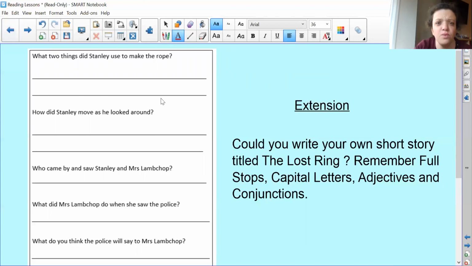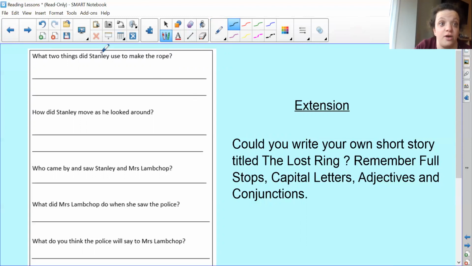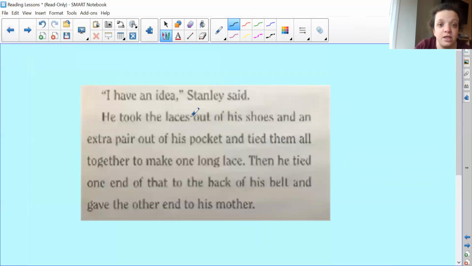Okay, right, so I'm going to go through my steps of success. What are my key words in this question? So I'm looking for Stanley, and I'm looking for rope, and I'm going to be looking for two things that he used to make the rope. So let's go back to our text. Okay, so it's going to be around here. I can find Stanley. I haven't got rope. I can see things like tied, which I know is what he did to make his rope.